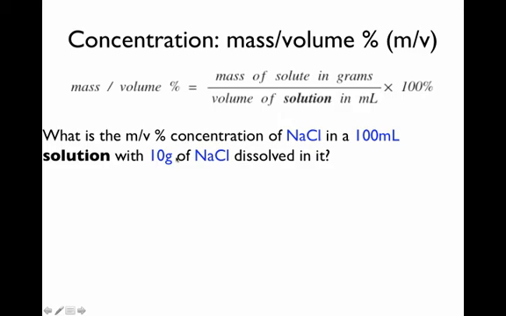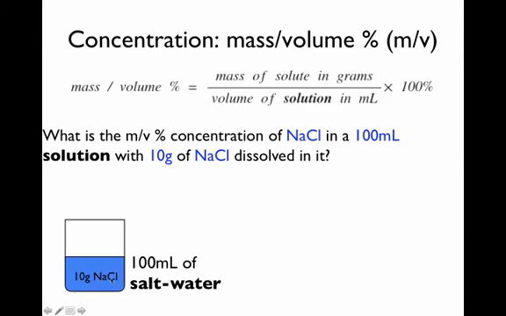Here's an example. What's the mass over volume % concentration of table salt in a 100 milliliter solution that has 10 grams of table salt dissolved in it? So basically, I'll show you a cartoon version of what's going on. You have 100 milliliters of salt water because there's salt dissolved in it. It turns out that there are 10 grams of salt dissolved in it. And so what I'm asking is, what's the mass over volume % concentration of this solution over here?